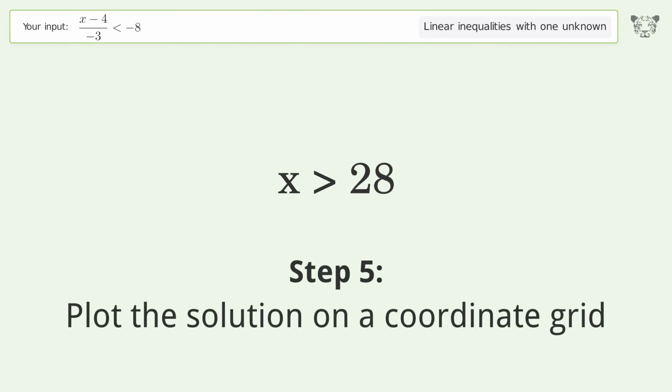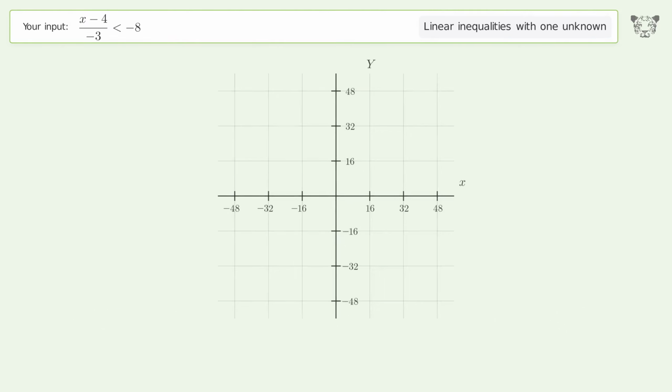Plot the solution on a coordinate grid. And so the final result is x greater than 28.